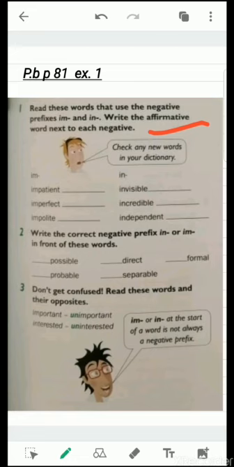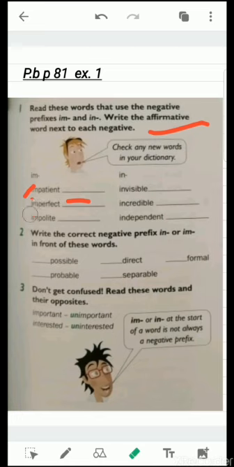So we have number 1, impatient. Impatient means غير صبور. So you have to omit im, delete im and write patient alone. The next one, imperfect. Imperfect, غير تام. Perfect بمعنى تام. So you have to omit im and write perfect here.